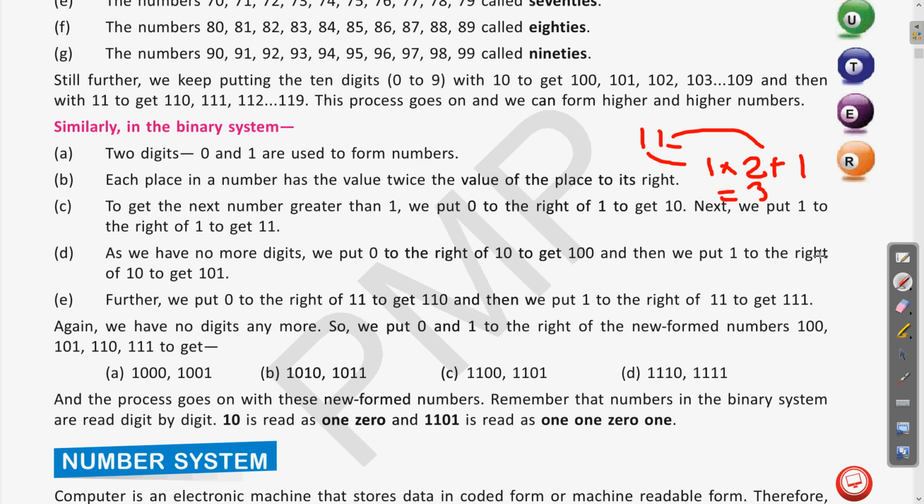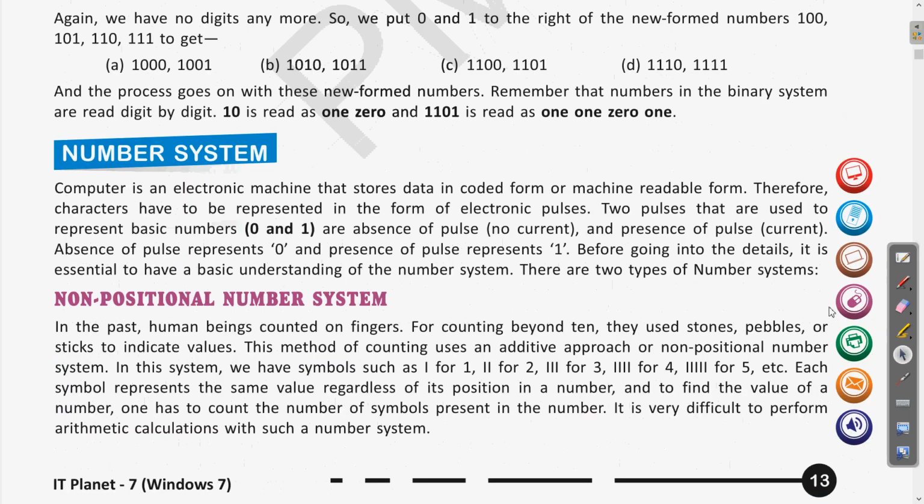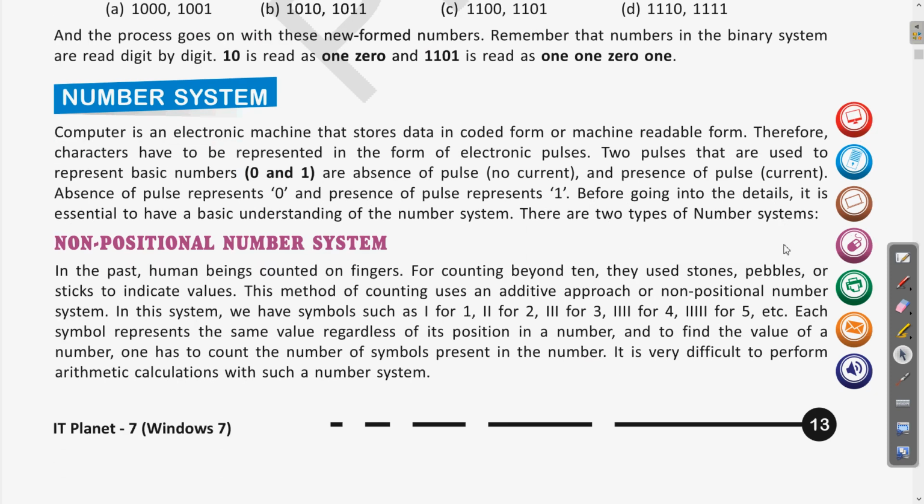But I mean to say that the value of the digit is 2 times of their right one, but in the case of decimal the value was 10 times of their right one. Clear? I hope we have gone through this and we have covered these topics, that is how the numbers are represented in decimal and binary. So now in today's class we are going to start the next topic, that is number system. Now we will see what exactly the number system is and what are the different number systems which we are using. Okay, so let us see.